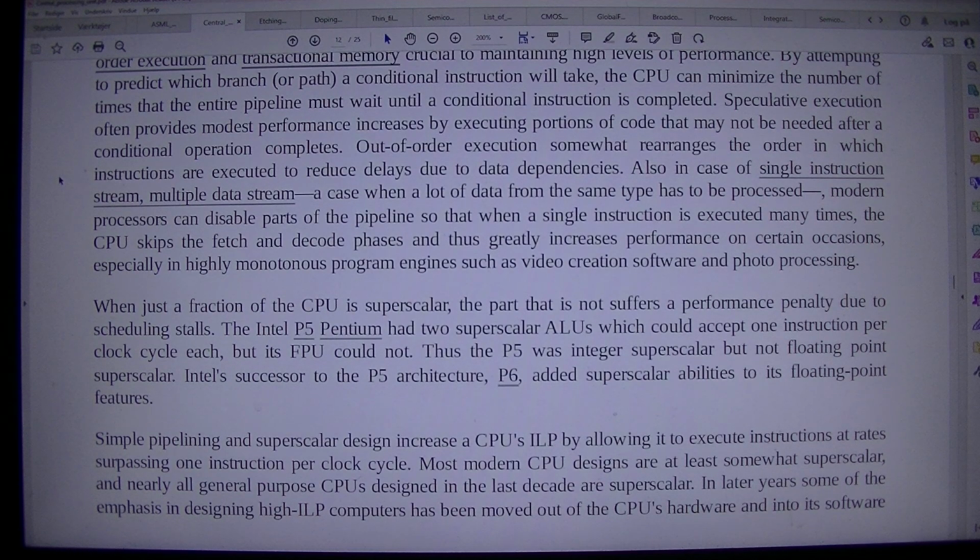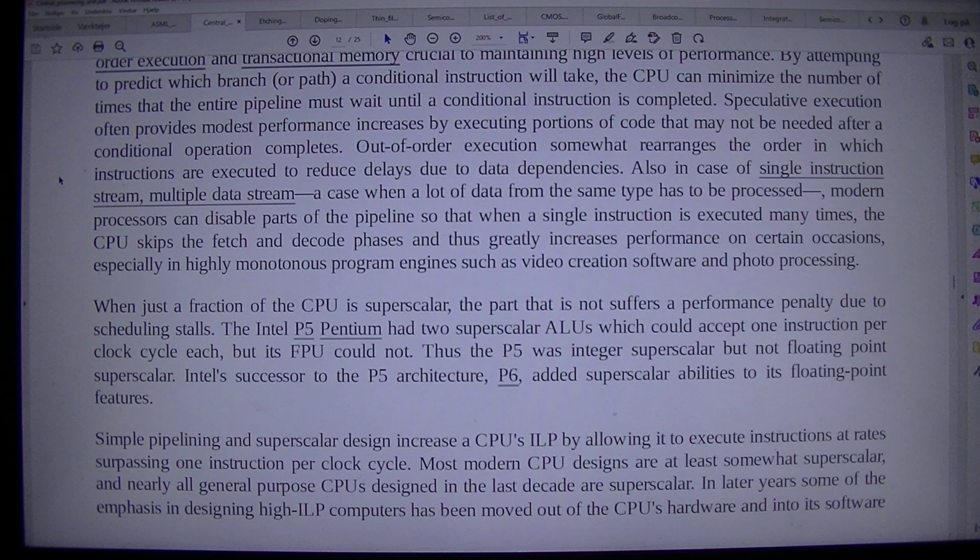Out-of-order execution somewhat rearranges the order in which instructions are executed to reduce delays due to data dependencies. Also, in the case of single instruction stream, multiple data stream, a case when a lot of data of the same type has to be processed, modern processors can disable parts of the pipeline so that when a single instruction is executed many times, the CPU skips the fetch and decode phases and thus greatly increases performance on certain occasions, especially in highly monotonous program engines such as video creation software and photo processing.